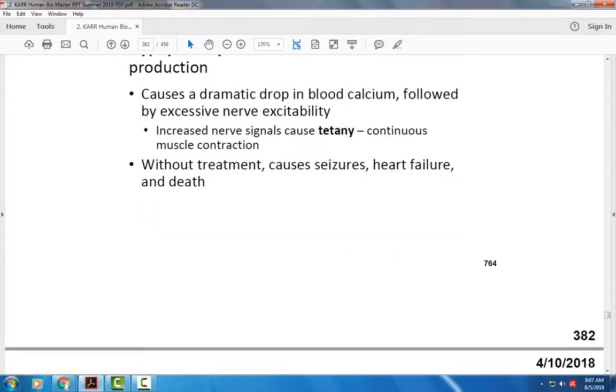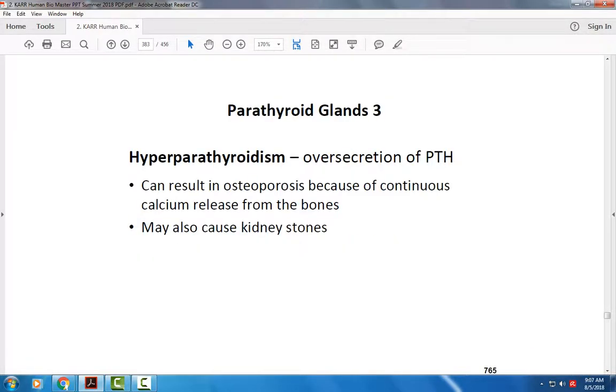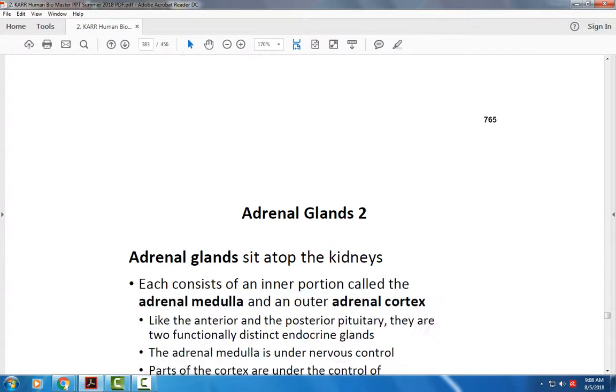So some people have too much secretion of PTH, and that would again cause osteoporosis because it breaks down bone to release calcium, and the excess calcium in the blood would result in kidney stones. So again, we need just the right balance of these hormones, otherwise we're going to see the health effects of that. The adrenal glands, we talked about, those sit on top of the kidney.